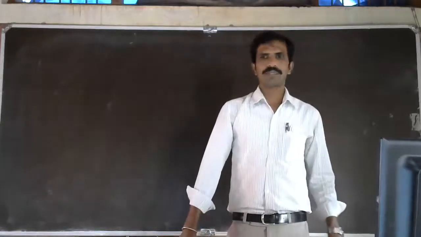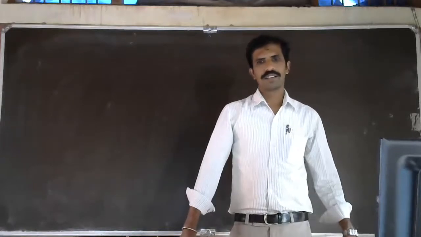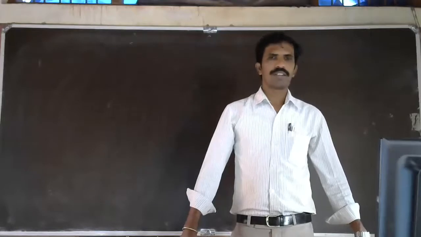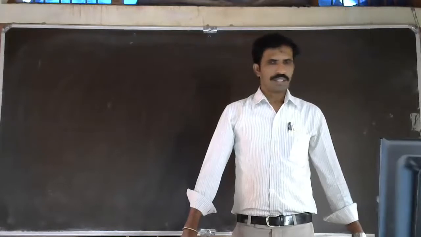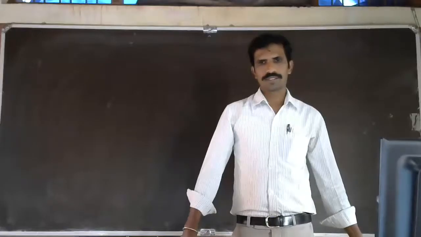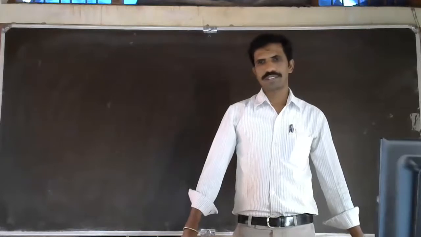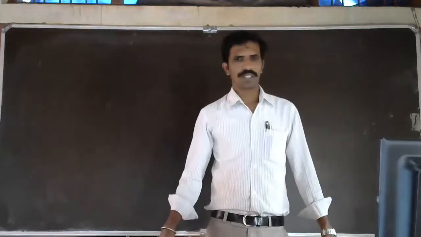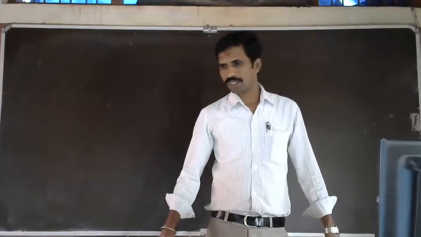So, in the last class, we studied the magnetic field in a circular coil. Today, we will learn about the magnetic field due to a solenoid, and how the magnetic lines are produced in a solenoid. Understood? So that we will study. Then, after that, we are going to study about the motor, the principle of motor and working of motor.